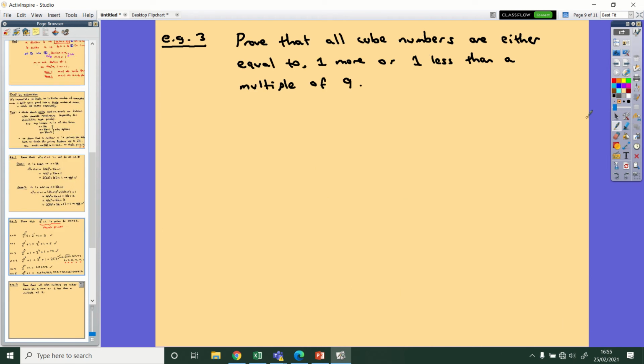Okay, example 3. This is quite a famous one, quite a good example to get you thinking about how to approach the cases, and it has turned up in a couple of exam past papers, so it's worth knowing this one. It's quite an important one. We're proving that all cube numbers are either equal to 1 more or 1 less than a multiple of 9. Again, if you think you've got a way of getting a proof written for this, then have a go, pause the video, and I'll go through the solution in a second.